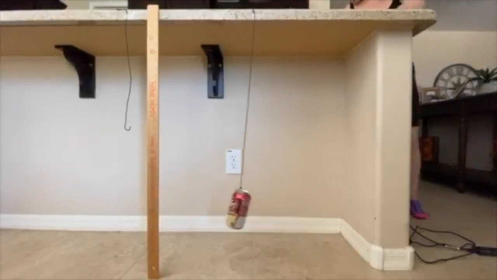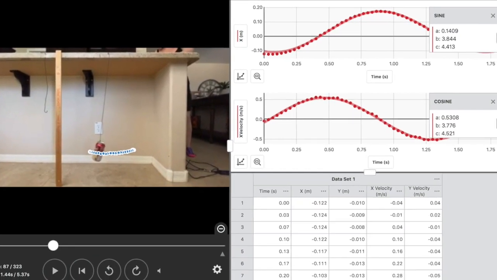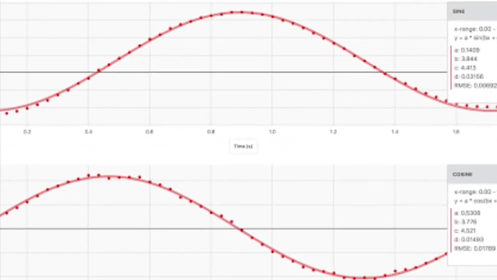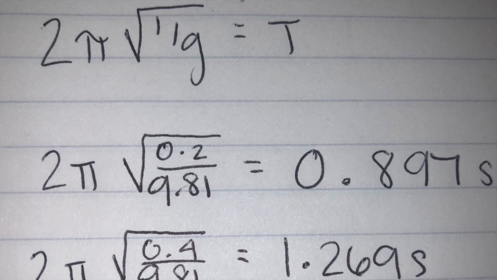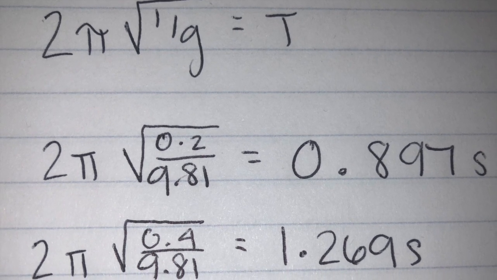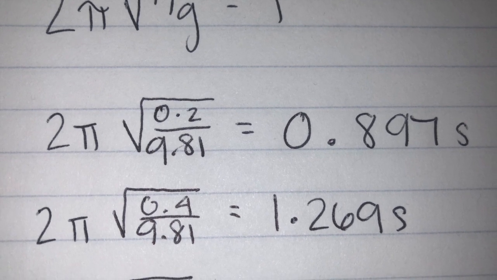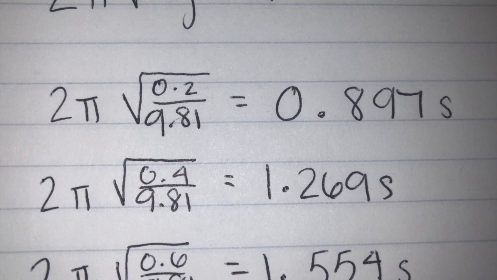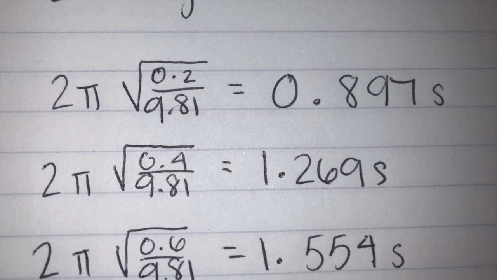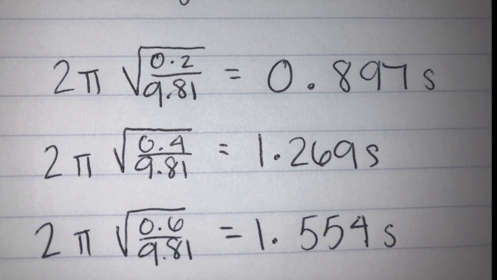Finally, for the last trial, we set up the experiment in the same way but used the predetermined length of 0.6 meters. After the analysis was done, we could then begin our calculations. To find the period in each trial, we used the equation of 2 pi times the square root of length over gravity, which gave us the values of 0.897 seconds, 1.269 seconds, and 1.554 seconds. Each consecutive trial had an increase in speed of about 0.3 seconds.